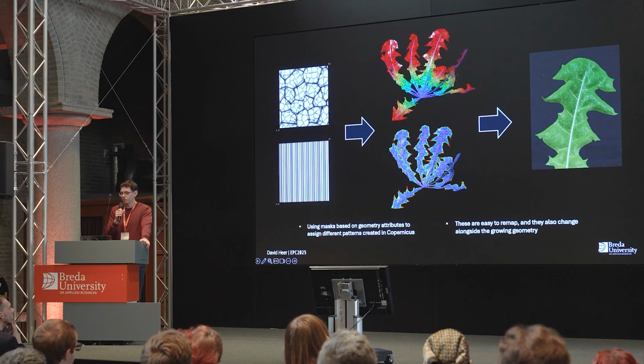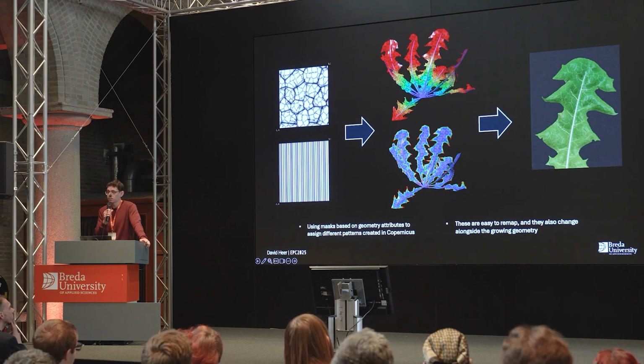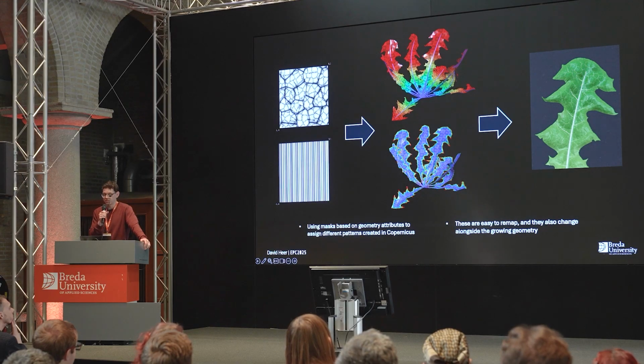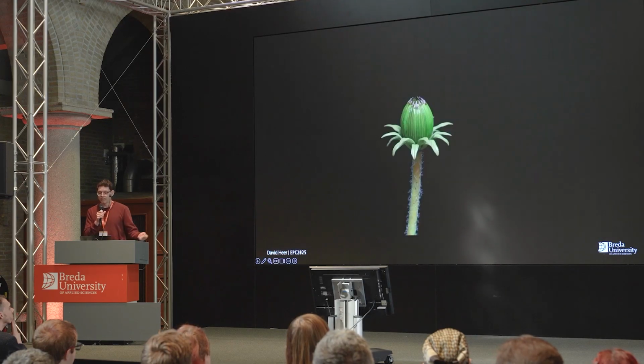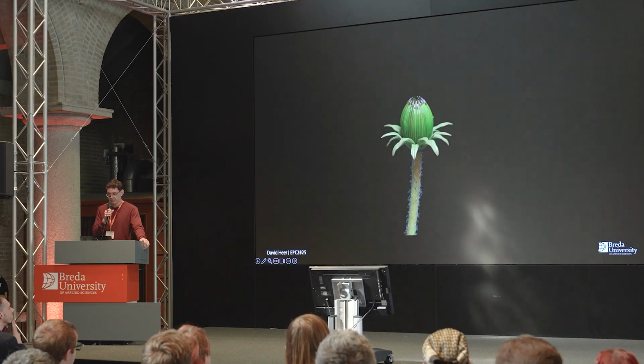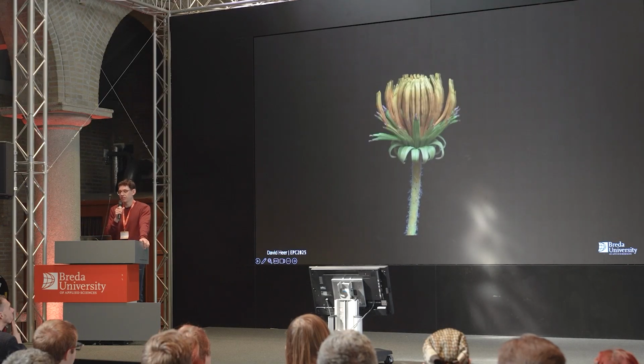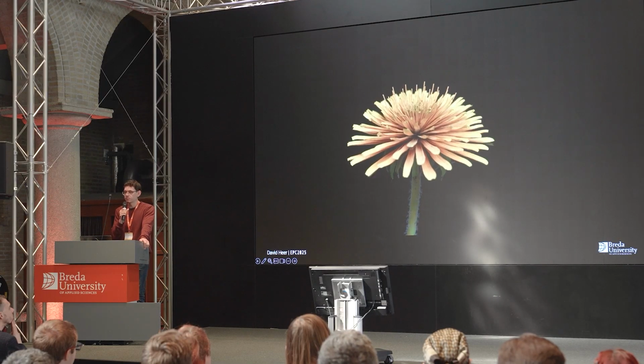Texturing is done mainly through creating patterns in Copernicus, and then using different geometry masks to apply those textures to different parts. The advantage of using these geometry masks is that they also change alongside the growing geometry, and they can easily be remapped and reused to apply color gradients or displacement maps. To finalize the flower, I also added secondary and tertiary petals to complete the flower bud, and I reused the bloom system to add the seeds of the clock stage.